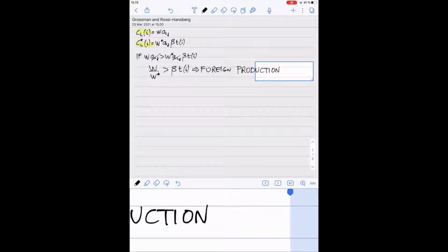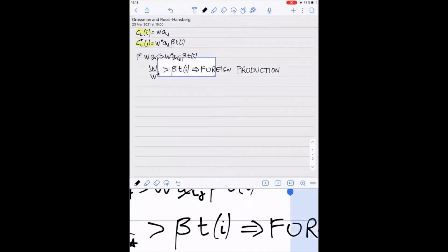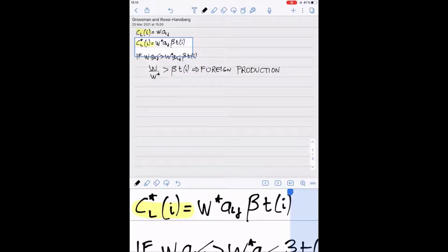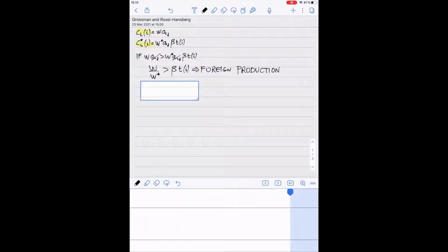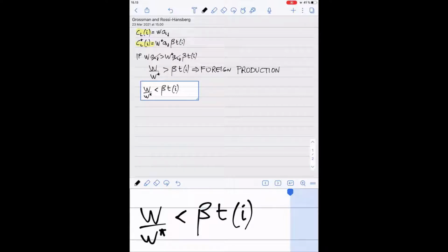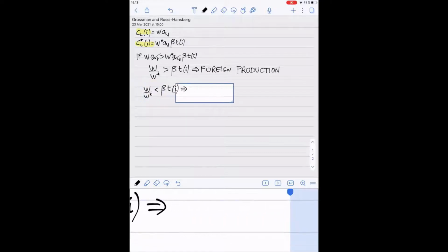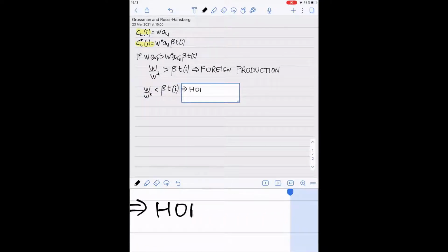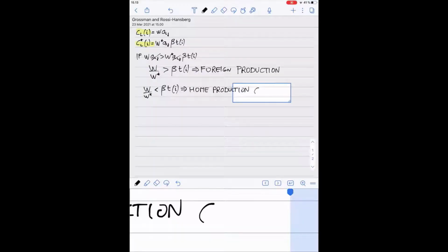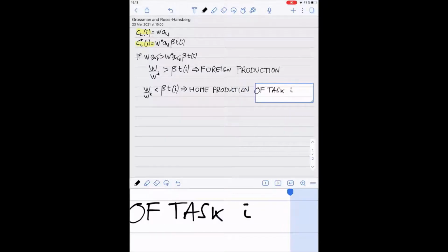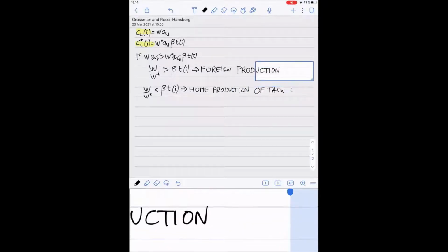Because this means that the foreign economy has a lower unit cost, right? So vice versa, if the relative wage W over W star is less than beta Ti, what we have is a home production. And of course, of task I. And let me write that also above.